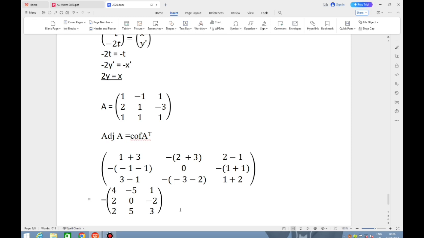So this is the cofactor of the matrix A. And from here we need to find the adjugate of the matrix A. That is, find the transpose of the cofactor matrix of A.